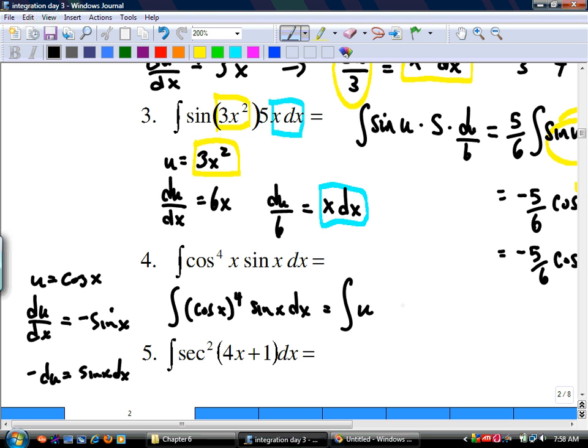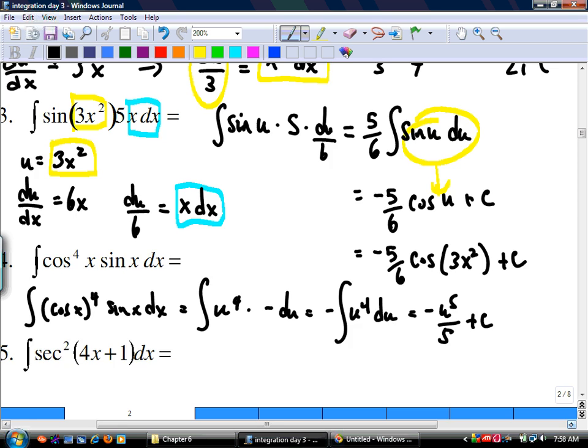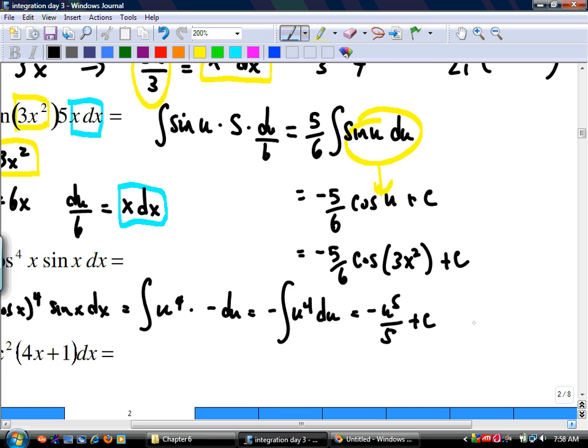u to the 4th times negative times negative du. So you take the negative out front. I'm just not skipping steps. And the antiderivative of u to the 4th is negative u to the 5 over 5 plus c. Switch it back. What is u? Cos. Negative bracket cos x to the 5th bracket over 5 plus c.